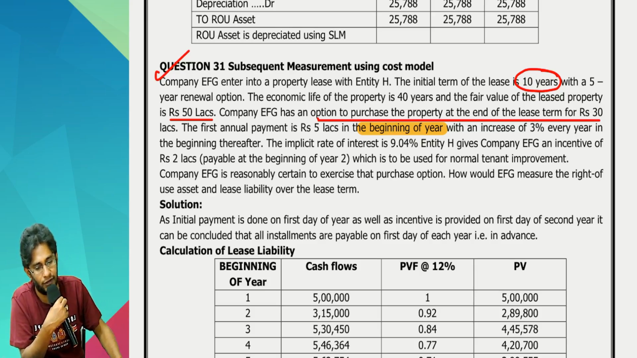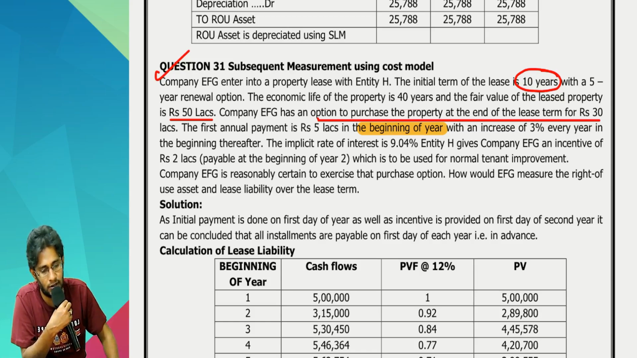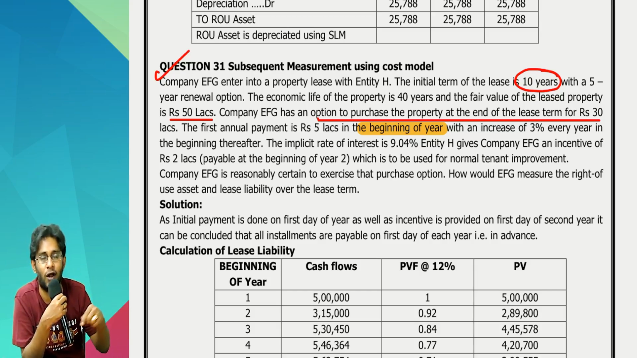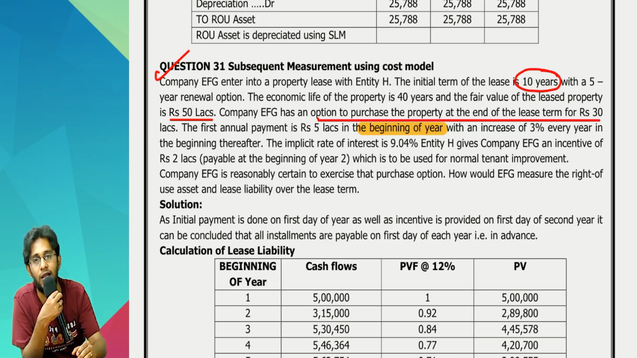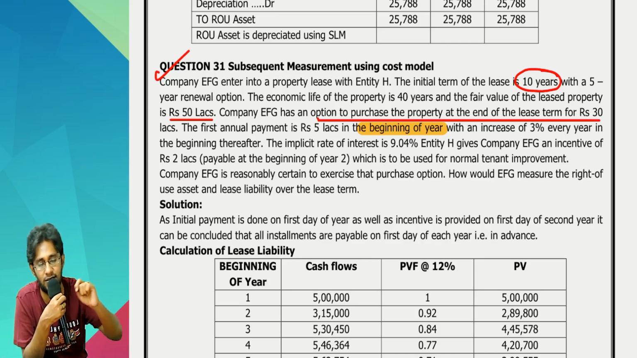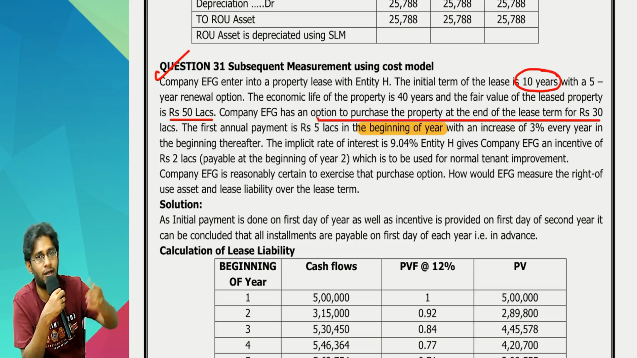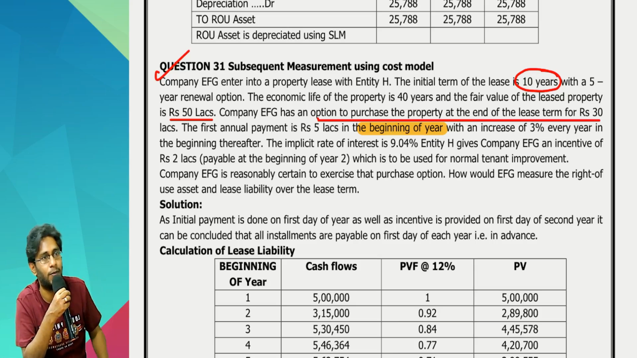The implicit rate of interest is 9.04%. Entity H is who? Lessor. Gives company EFG an incentive of 2 lakhs payable at the beginning of year 2. He will pay me lease incentive not on first day, not before commencement, but at the beginning of the second year. Actually at the beginning of the second year I have to pay him lease rent of 5 lakh rupees. But he will give me 2 lakh rupees. We'll adjust it. Net lease payment you have to take. Fixed payment should be net of the incentives.